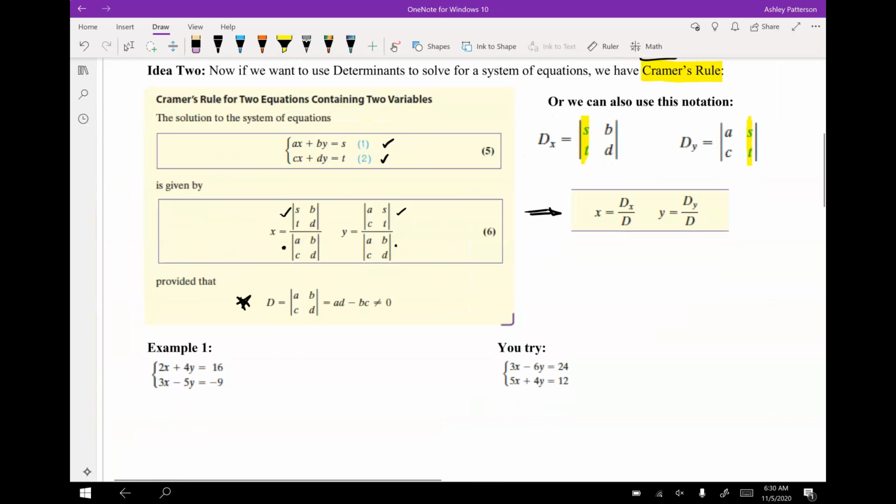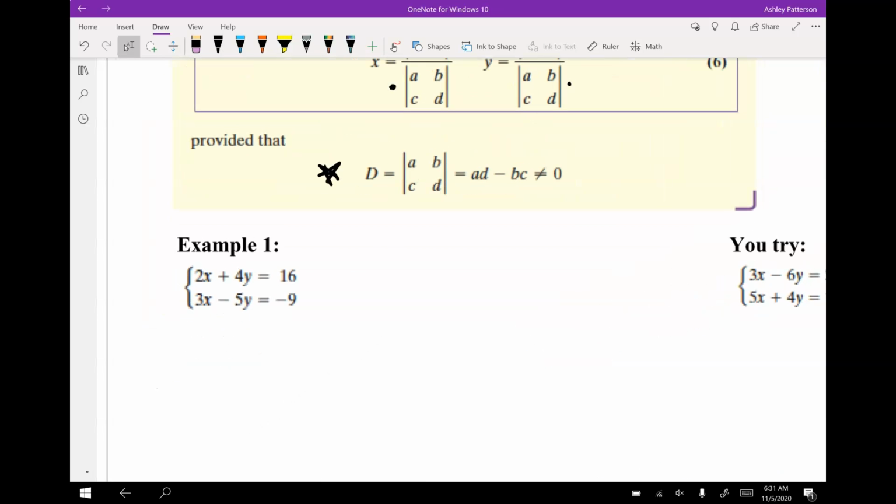Okay, let's try it. A lot of words I just threw at you, per normal, right? But then when we start practicing, it gets a little bit easier. Okay, notice A, B, S, C, D, T. So first thing is we need to find the determinant of the coefficients.